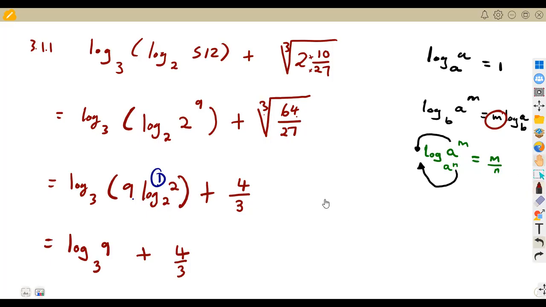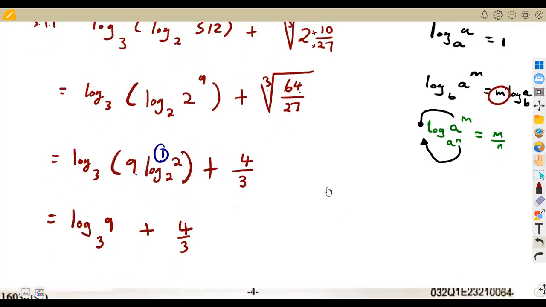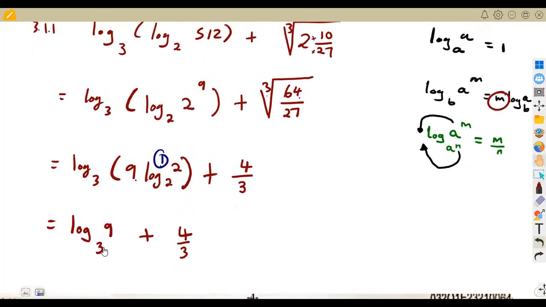Now we are back again. The logarithm of 9 in base of what? In base of 3. What is the answer? If you know this, you can write even the answer. Remember, it's 3 to the exponent of what, which gives us a 9. 3 to the exponent of a 2. So this is 2 plus 4 over 3.